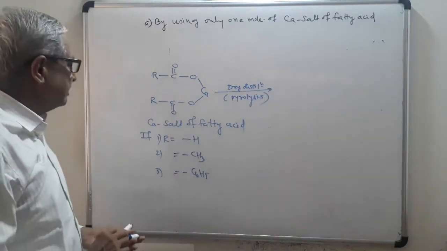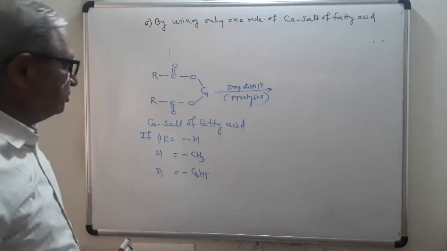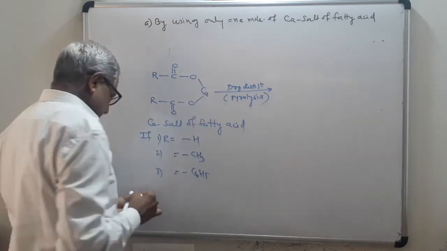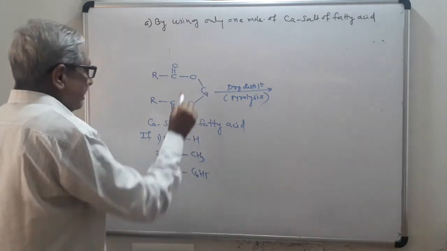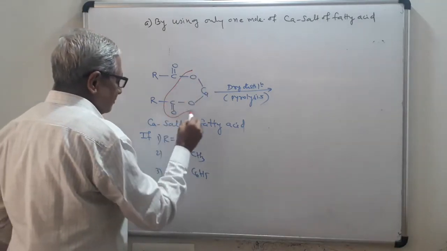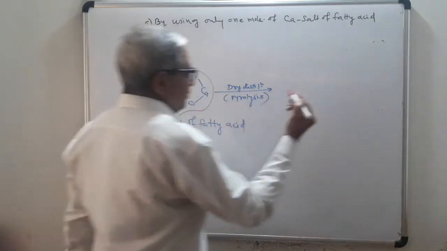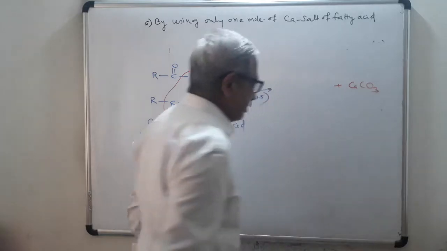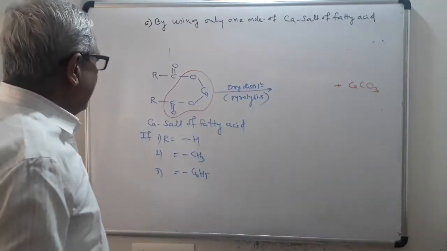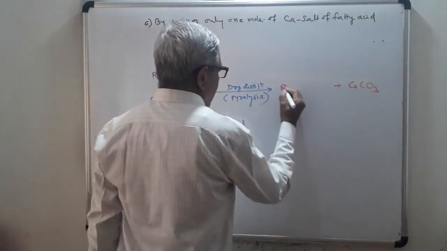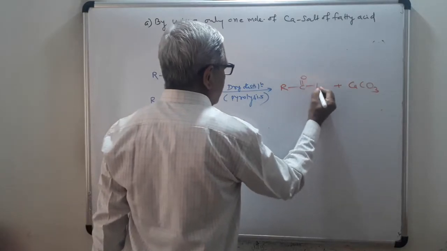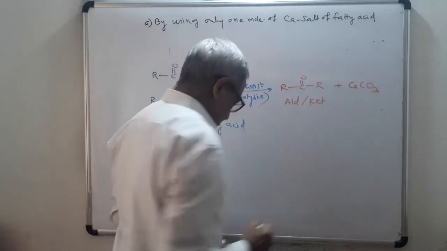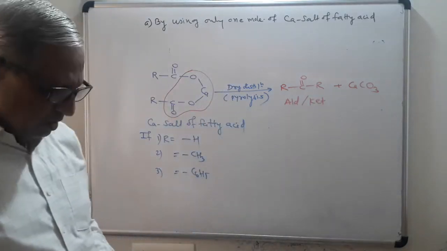During this reaction, you can remove this structure. See, the structure I will indicate by the red color. You will get the product CaCO3, calcium carbonate. And see the other product, R C double bond O R. It may be aldehyde or it may be ketone.